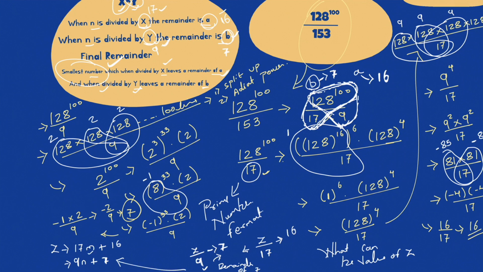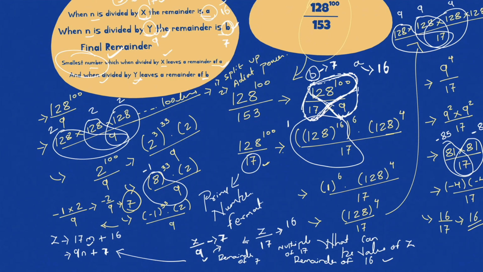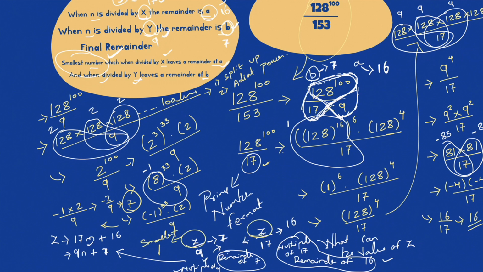That's where you have to think. A multiple of 9 giving a remainder of 7, a multiple of 17 giving a remainder of 16, and it has to be the smallest possible number. I don't want the second multiple here. So what will that number be? If you can guess it properly, the number has to leave a remainder of 7 with 9 and 16 with 17. That is nothing but the smallest number, 16 itself.